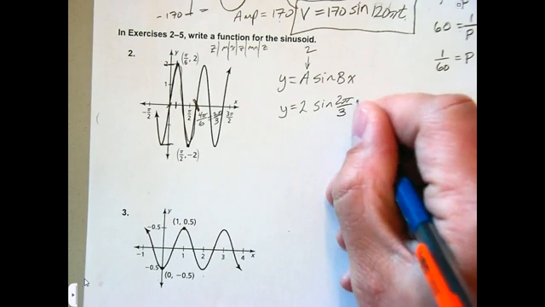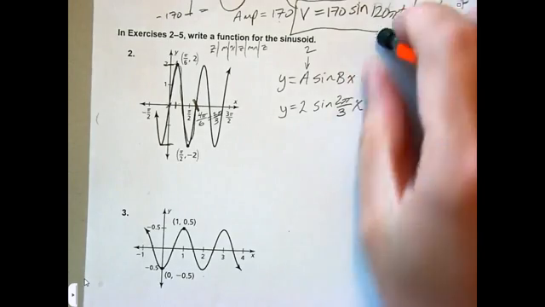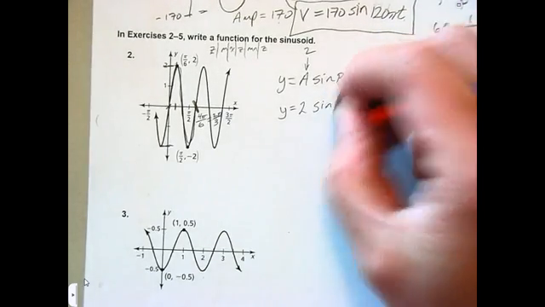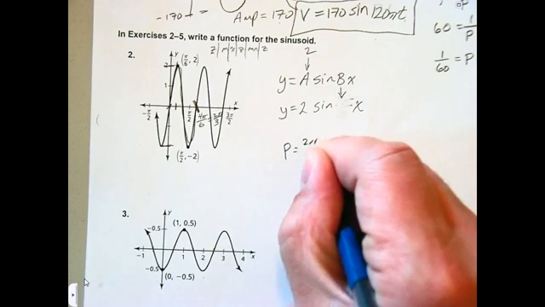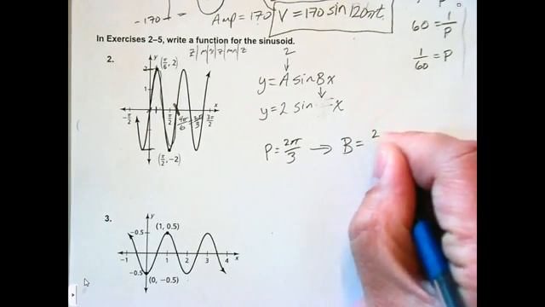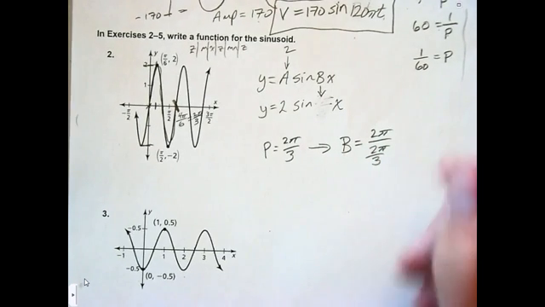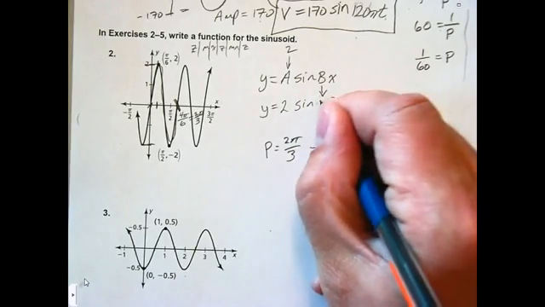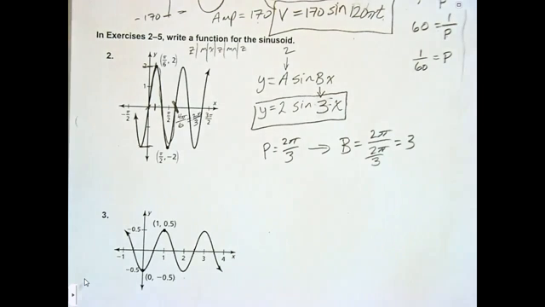Did I put that in the right spot? That's the period. That's not correct there. That's B. We need to put B in there. The period is 2 pi over 3, which means B is 2 pi over 2 pi over 3, which is 3. That be the right B. Okay. Questions?